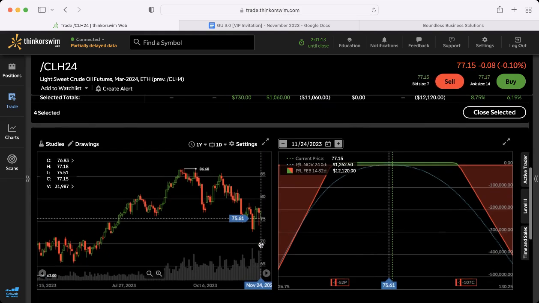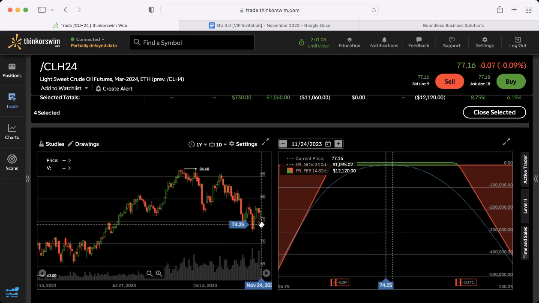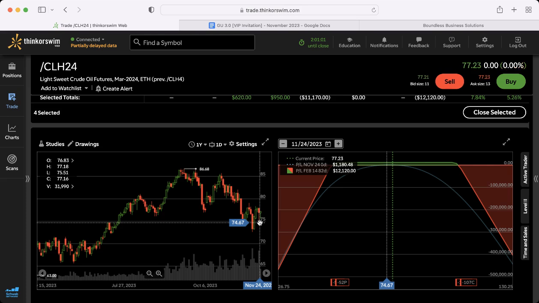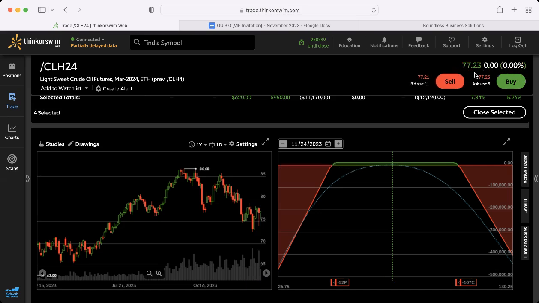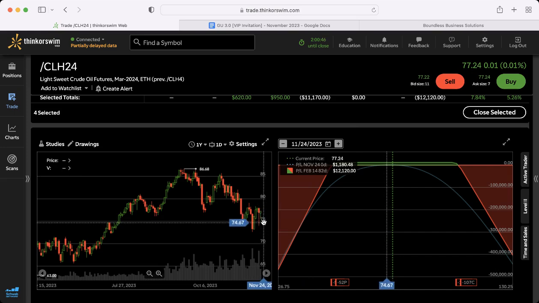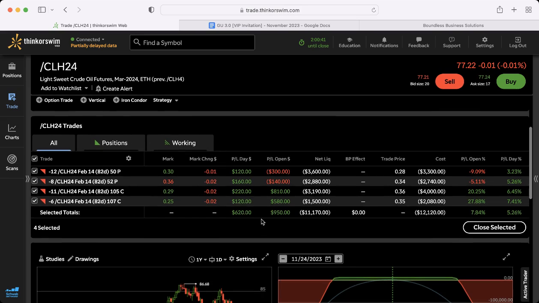Let's see, is this the 24th? Yeah. All right. The 24th is showing us, it's at 77.16. It opened at 76.83, high of 77.18, low of 75.51, and it's settled right now at 77.16. Actually, now it's 77.22, down a penny, even money for the day right now. So it's just kind of hanging out here, just kind of sitting right here, which is a good thing because time value is always eroding. Okay. But we're still showing about $300 behind.